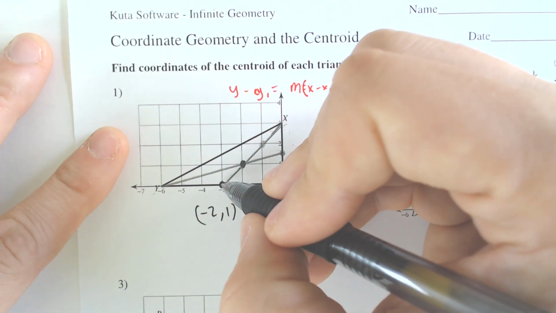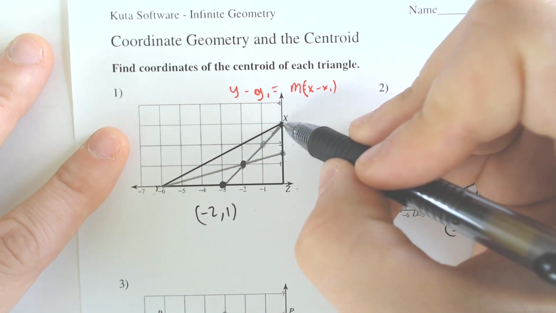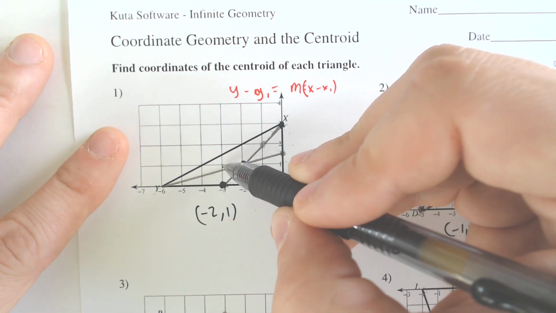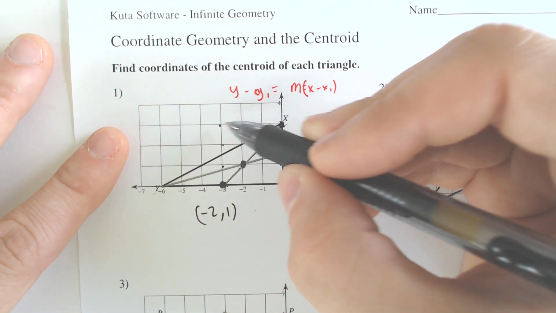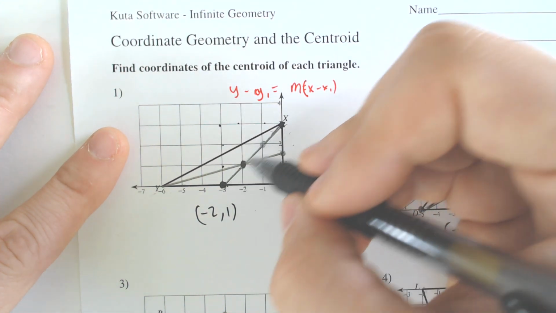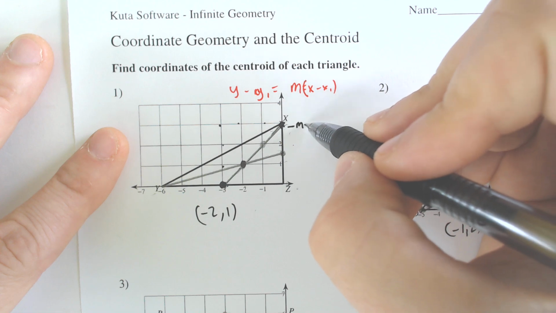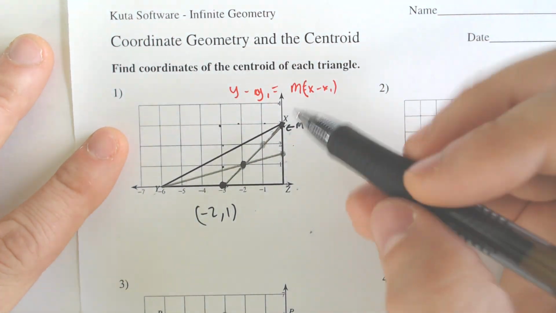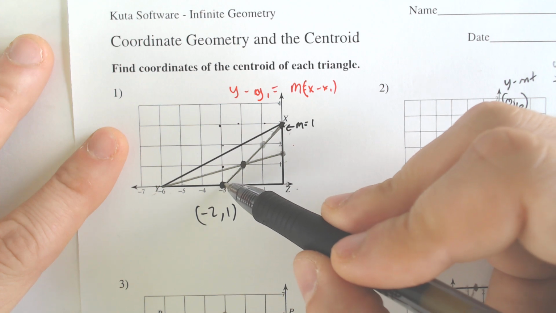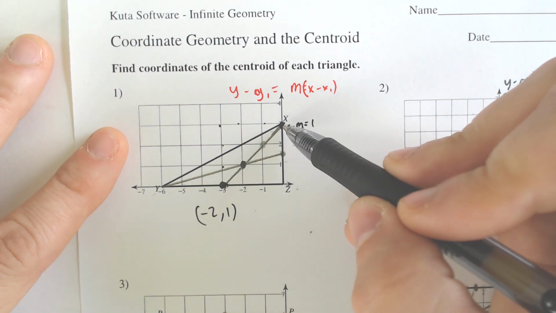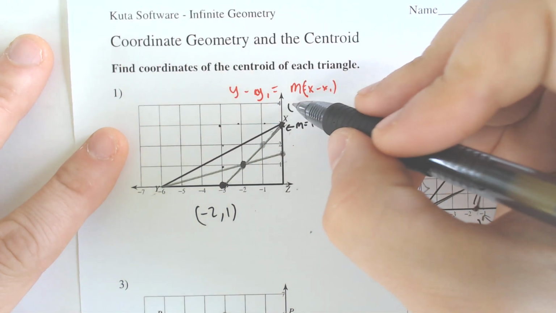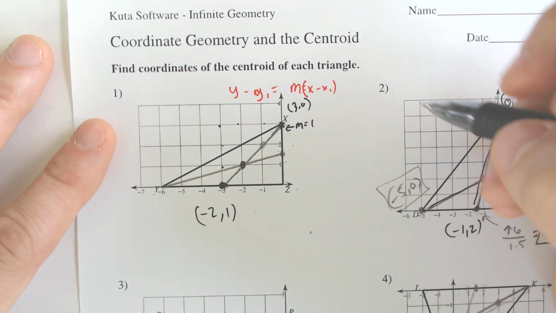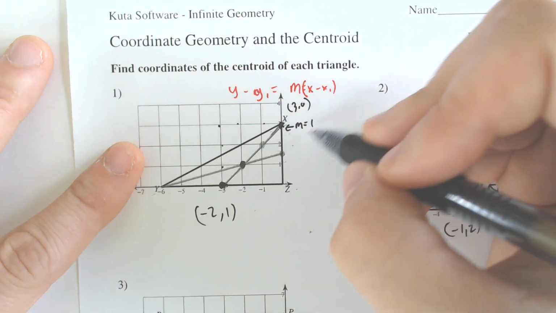So we're going to start with this point right here. We're going to figure out what the slope of this line is from -3 up. We went up by 1, 2, 3, and over by 1, 2, 3. So the slope of this line equals 1. And for the point, you can use either -3, 0, or 3, 0. I'm going to use the point 3, 0.